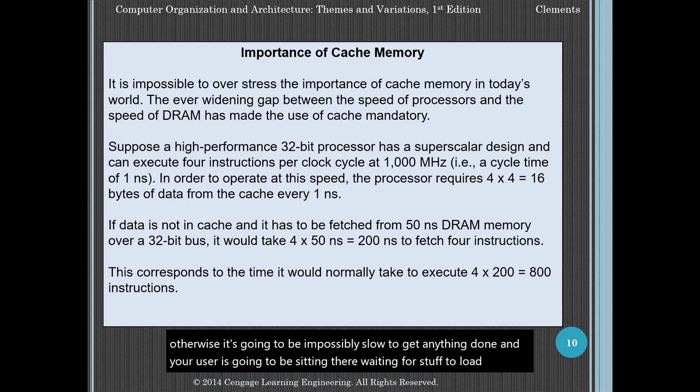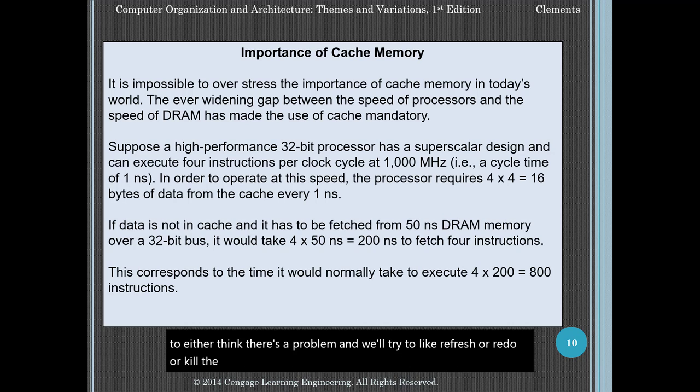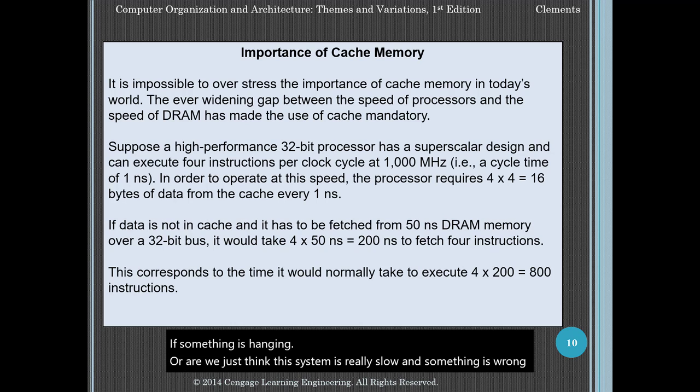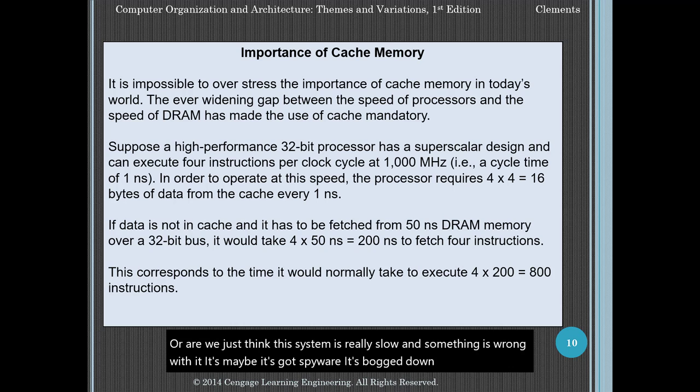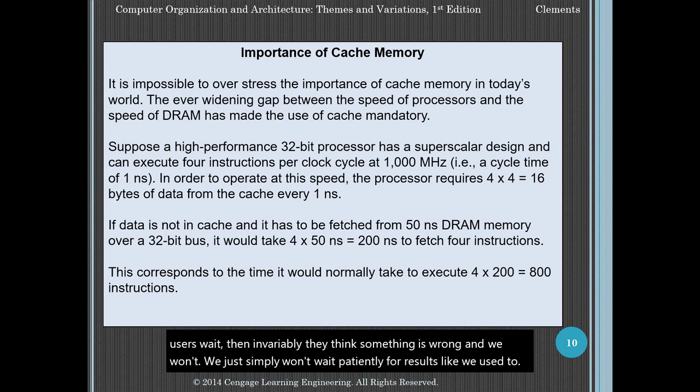And as computers have gotten faster, our attention spans have gotten lower. We study this a lot when we talk about web development and page load times. People will not wait for things to load like they used to. We either think there's a problem and we'll try to refresh or redo or kill the application, because we think something's hanging. Or we just think this system is really slow and something is wrong with it. Maybe it's got spyware, or it's bogged down, or there's something going wrong with the hardware. So if you're making your users wait, then invariably they think something is wrong. And we just simply won't wait patiently for results like we used to when computers were much slower.